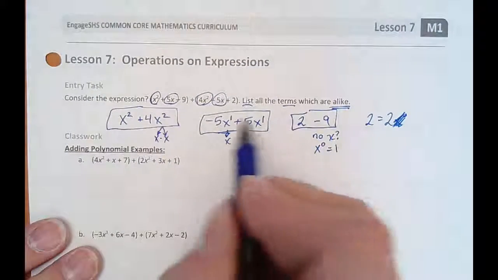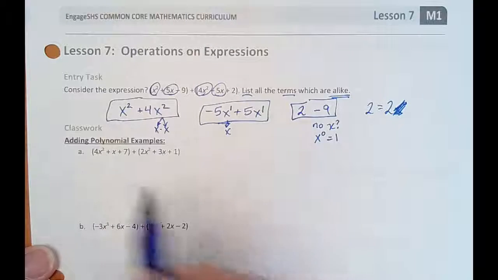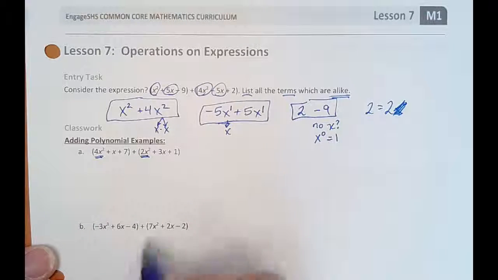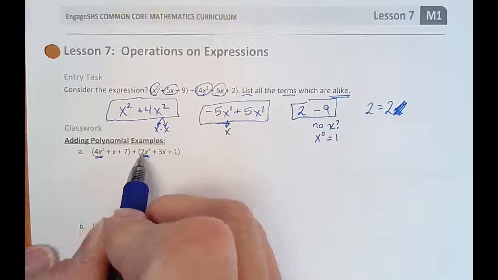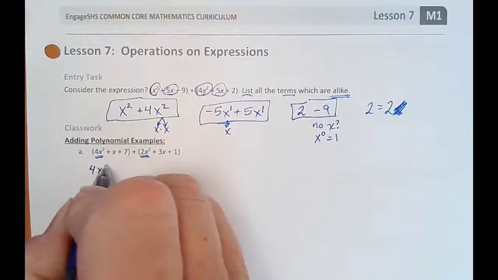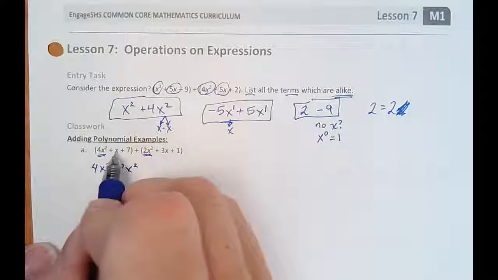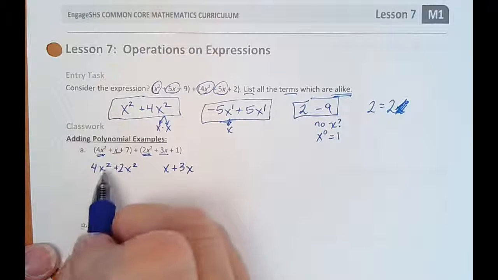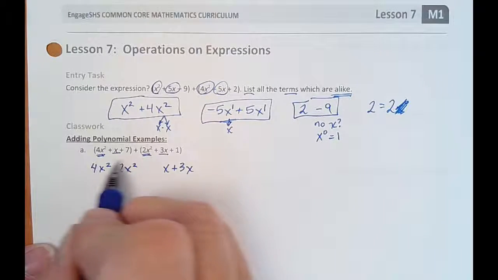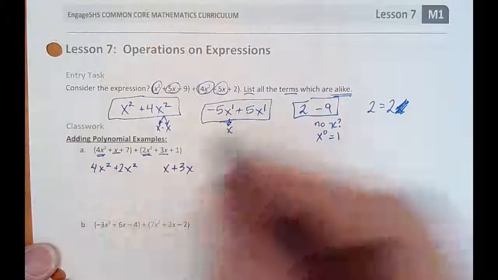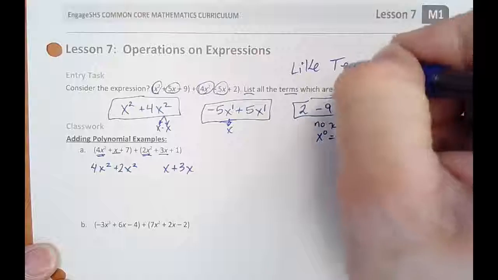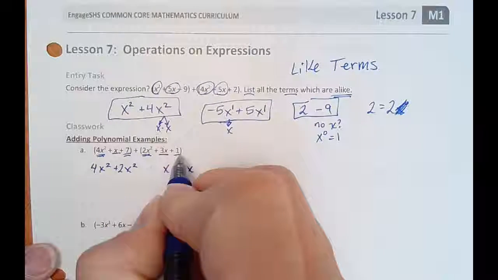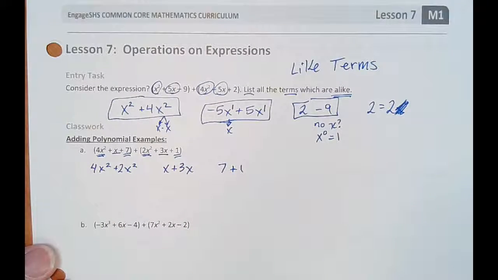What I did by grouping is what you should do when you add polynomial examples. We look for things with the same variable and the same exponent. So 4x squared and 2x squared are added together. X and 3x are added together. Again, x squared is not the same as x, so everything with an x squared is combined. They are like terms, or equal, similar terms. Things without x's, these constants, the 7 and the 1, those are added together.